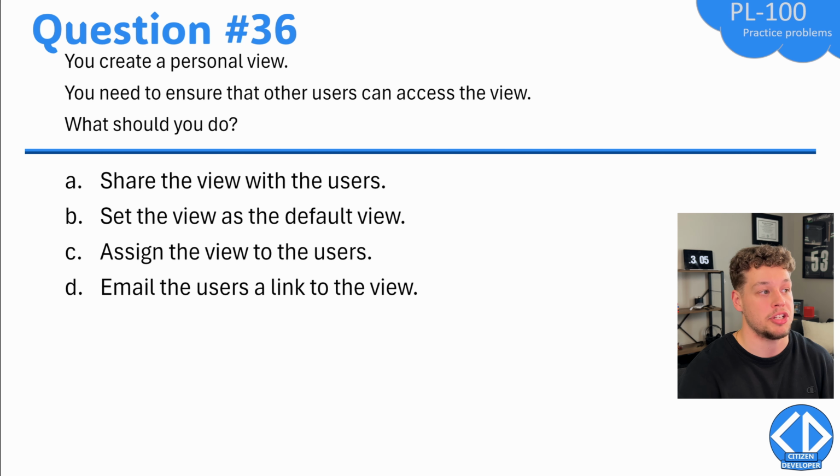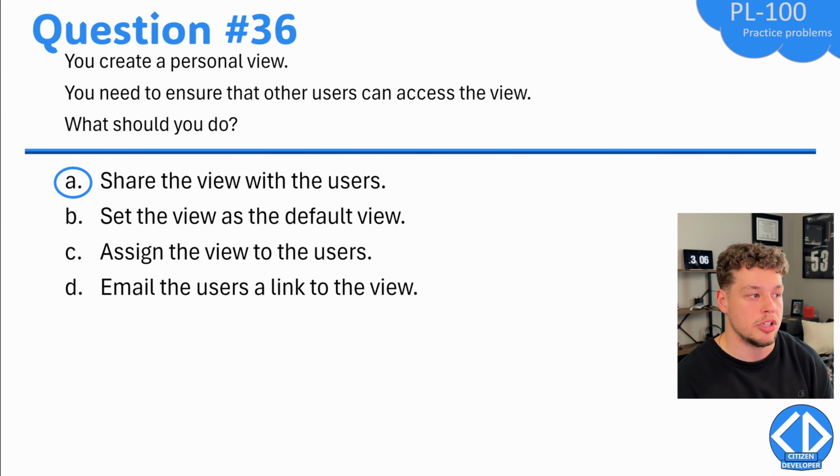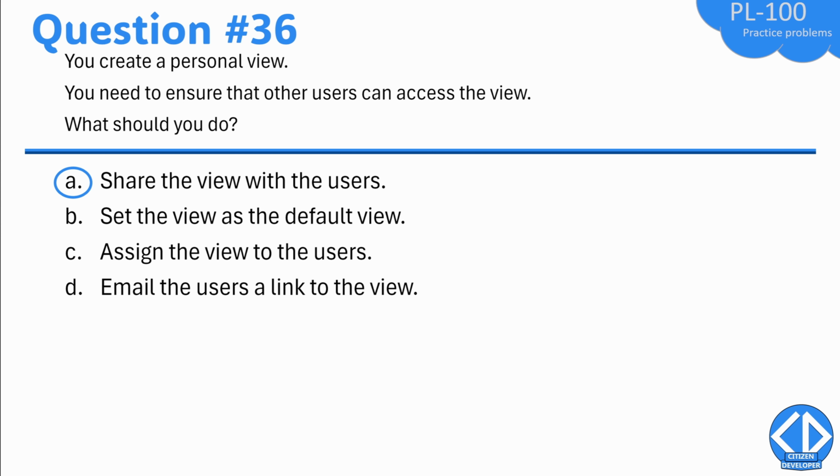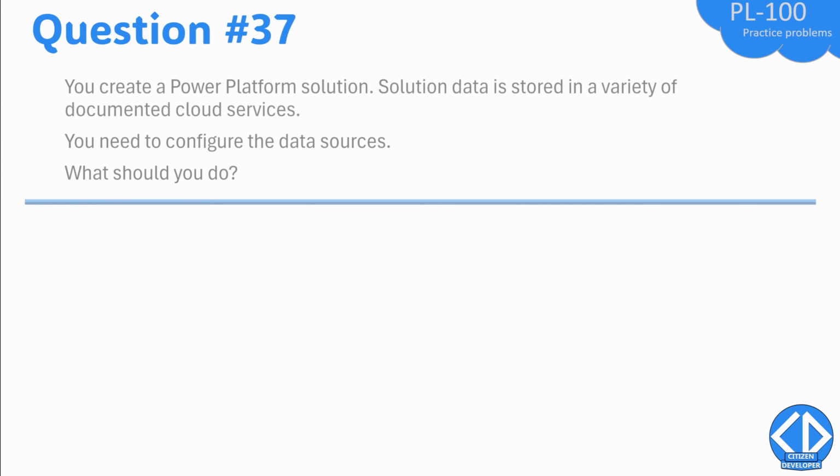This is going to be done by sharing the view with the users. You can't set the view as a default view. A default view is strictly for system views. This is where if you were to click on a table on the sitemap, the initial view that loads, that's the default view. This has to be a system view. You cannot assign the view to users. That can only be a system view. And lastly, D, you cannot email users a link to your view. You can only share it with them in the app. So this is going to leave us with A, and on to question 37.